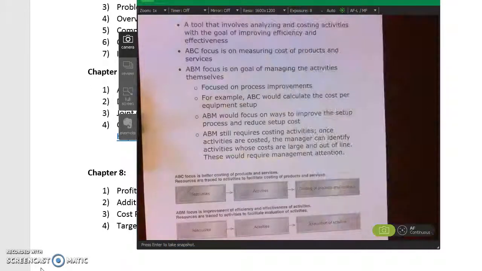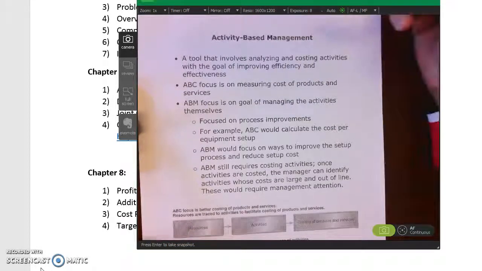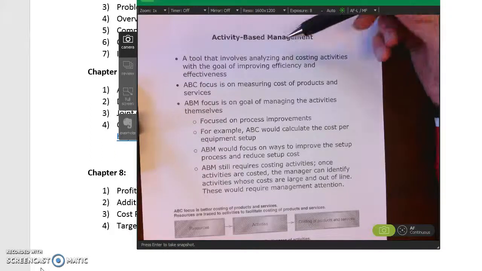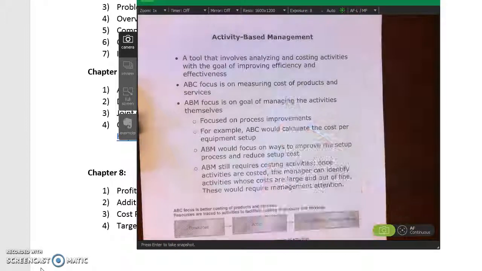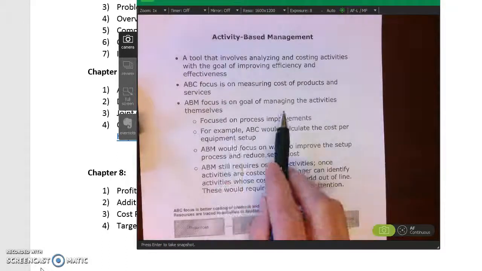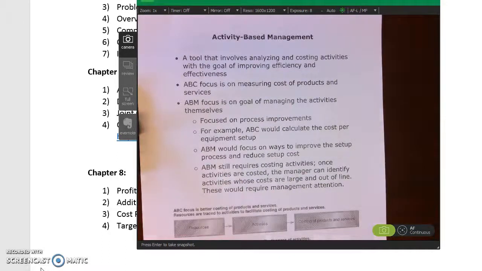Okay? The last thing I want to talk about with Chapter 6 is activity-based management. It's a tool that involves analyzing and costing activities with the goal of improving efficiency. So with ABC, remember, the focus is on actually going through and figuring out the cost of those products. ABM is on managing the activities themselves and using ABC to figure out where our costs are coming from, and then to improve efficiency and reduce cost. Okay, so it's focused on process improvements.